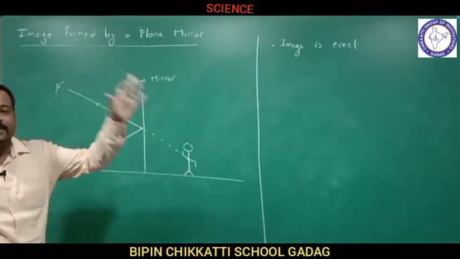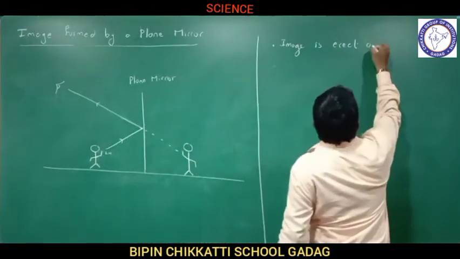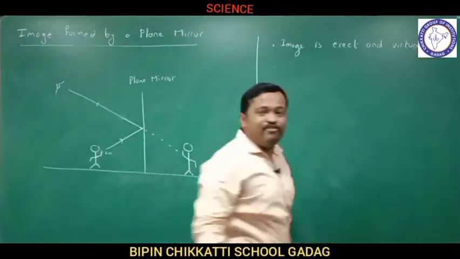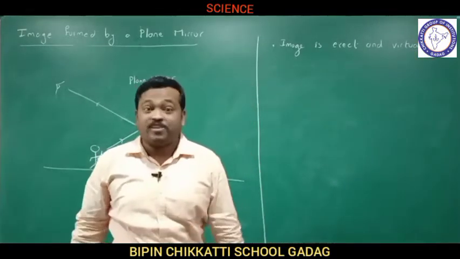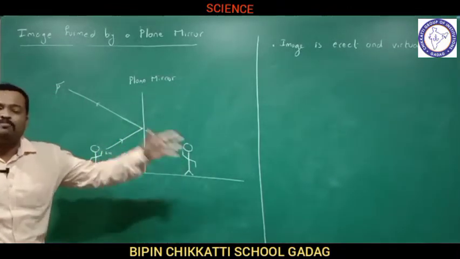The image is erect, and we can call this image a virtual image. Do you understand? What is the meaning of virtual? Because the light ray appears to come from that point, it cannot be caught on the screen.